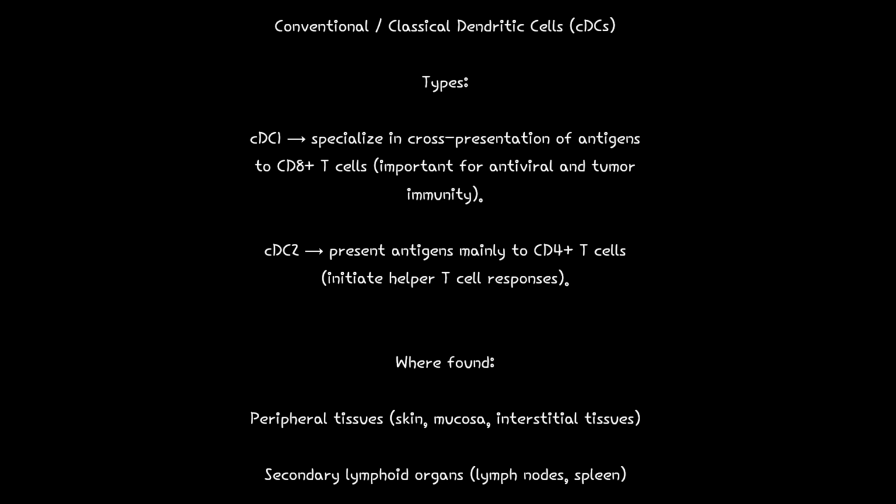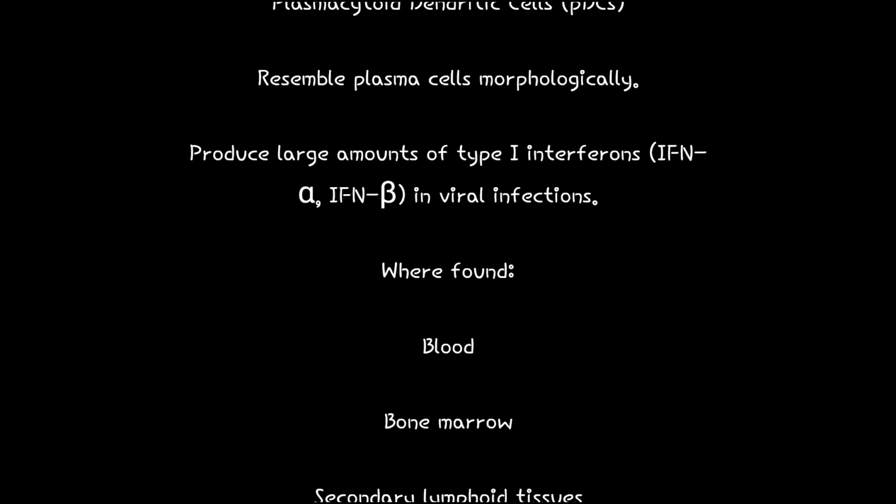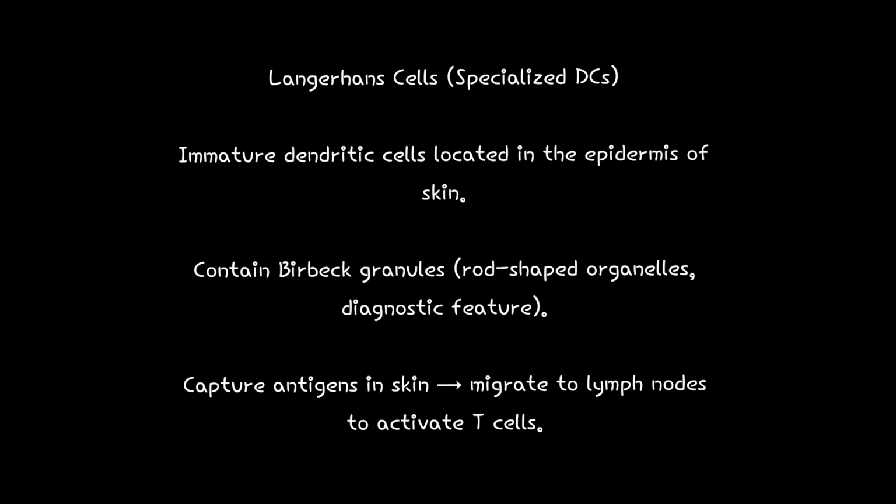The conventional dendritic cells' role is the best antigen presentation to naive T cells, whereas the plasmacytoid dendritic cells, present in the blood and lymphoid tissues, have a role in the production of type 1 interferon, that is IFN alpha and beta, during viral infection. The Langerhans cells are located in the epidermis and reside in the skin, whereas the monocyte derived dendritic cells are present at the inflammatory site and arise during inflammation or infections.